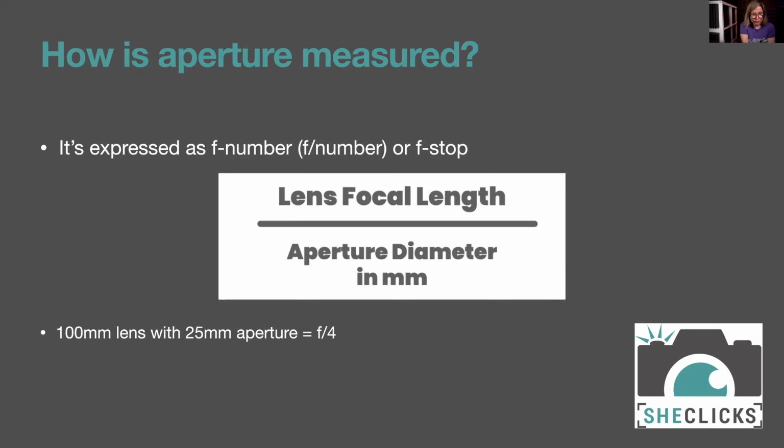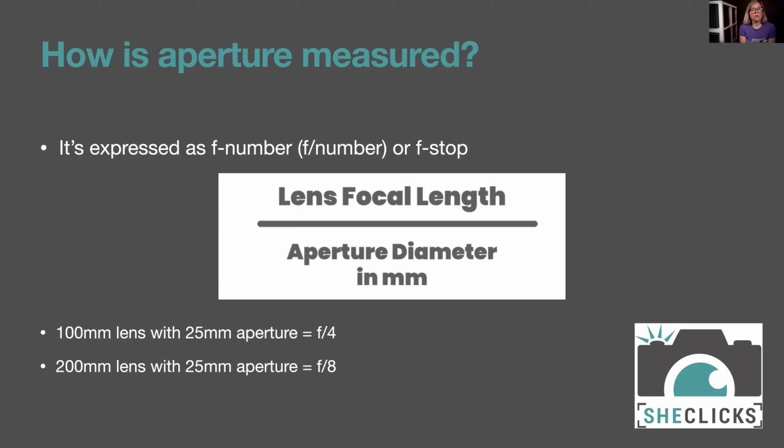So if you have a 100mm lens with an aperture that is 25 millimeters in diameter, the aperture will be f/4. It's just a little bit of maths. You've got the focal length divided by 25, it's f/4, so it's a ratio. It's a fraction, I like to think of it as. If you have a 200mm lens with a 25mm aperture, you get f/8.